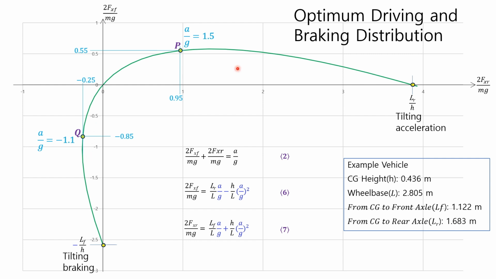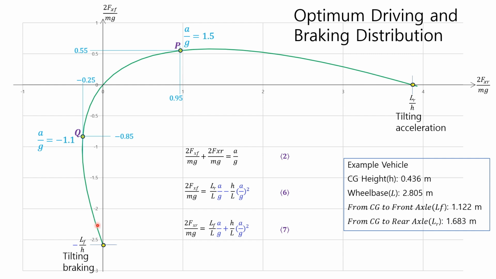However, in any case, the sum of the non-dimensional front driving force and non-dimensional rear driving force in the acceleration area of the first quadrant must not exceed the tilting acceleration, and the sum of the non-dimensional front braking force and non-dimensional rear braking force in the braking area must not exceed the tilting braking in terms of their absolute value. Here, the first quadrant represents the optimum driving force distribution curve, and the third quadrant represents the optimum braking force distribution curve.